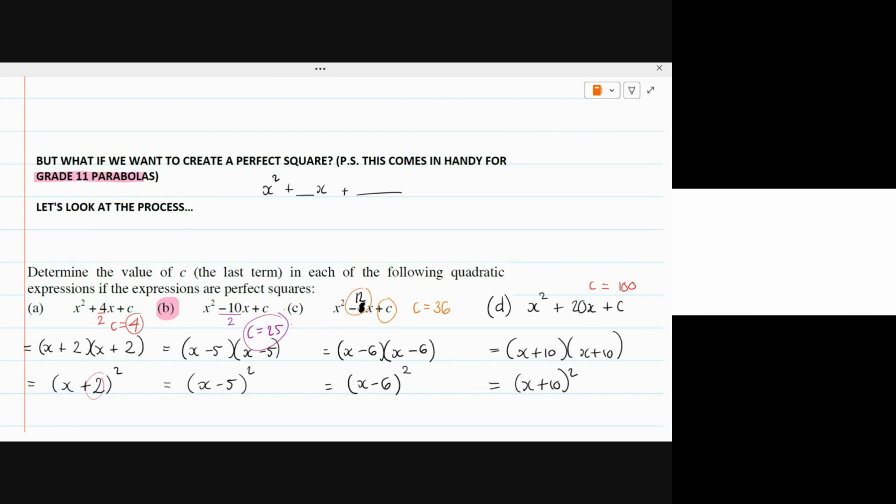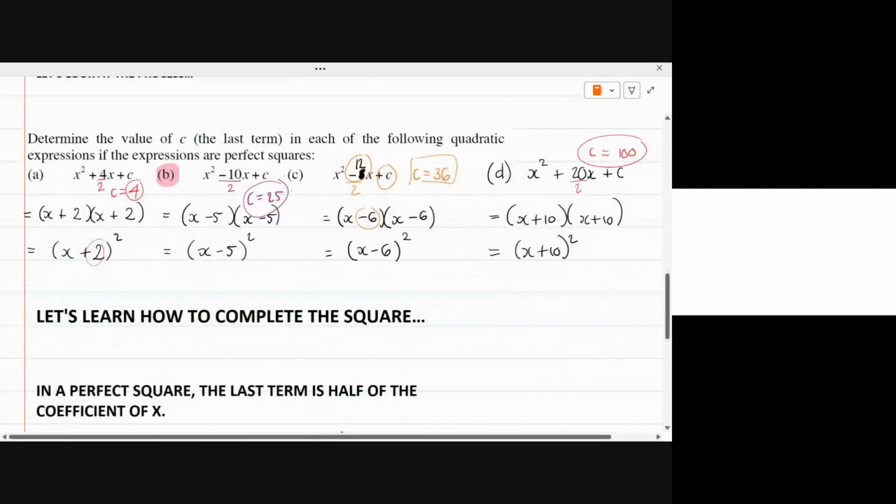Negative 12 divided by 2 is negative 6. Negative 6 all squared is 36. You see that? Nice and easy. Same over here. 20 divided by 2 gave us 10, and 10 all squared gave us 100. Divide and conquer. Correct. Okay, so let's see if we can put this together.